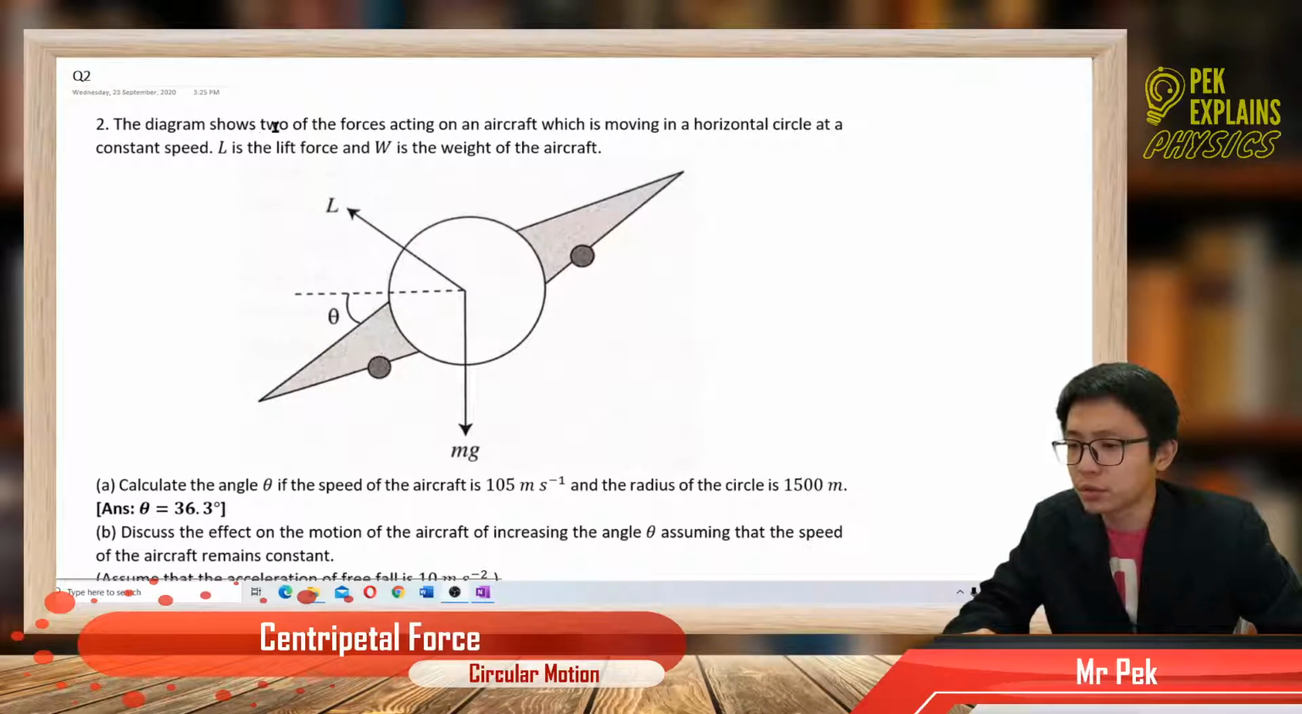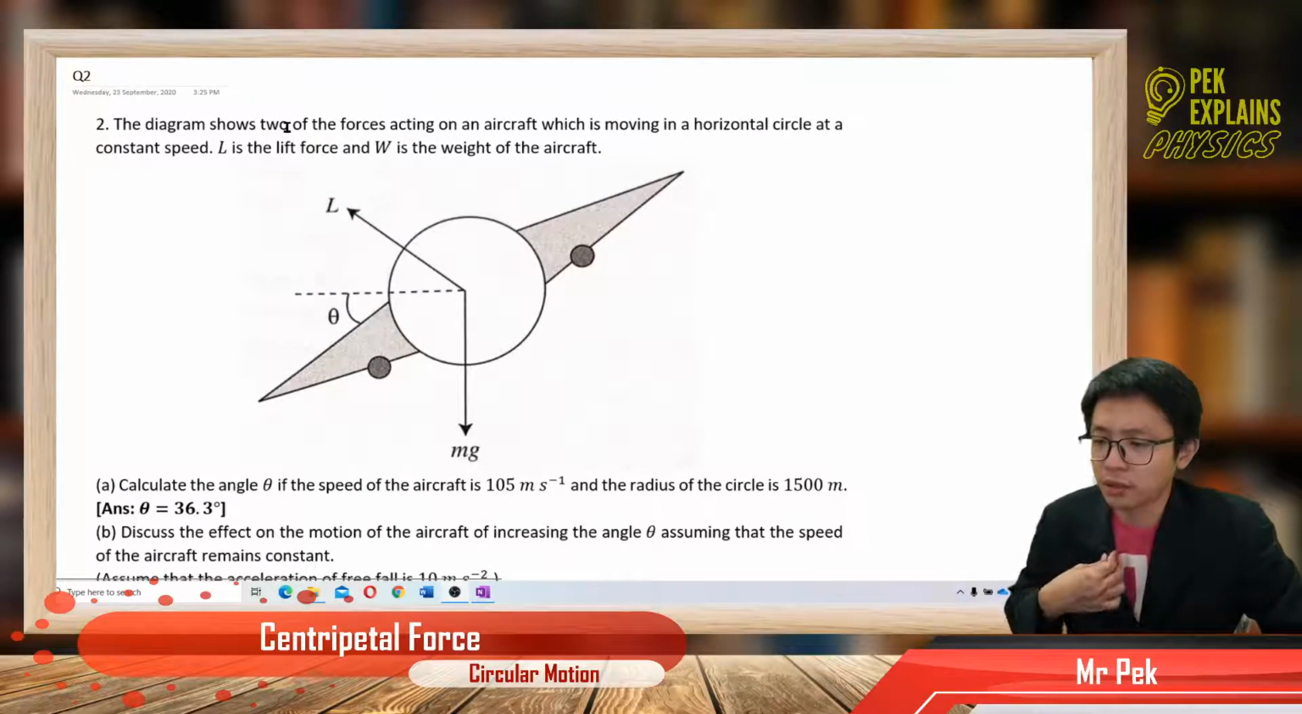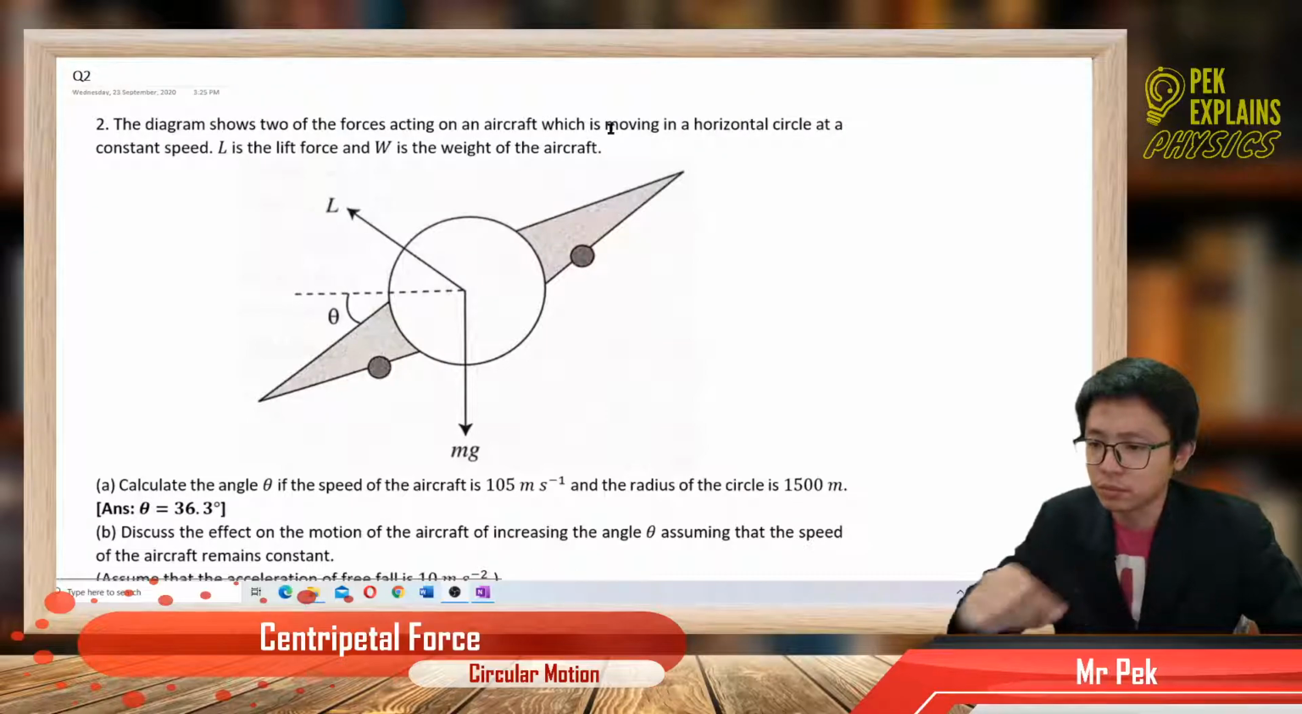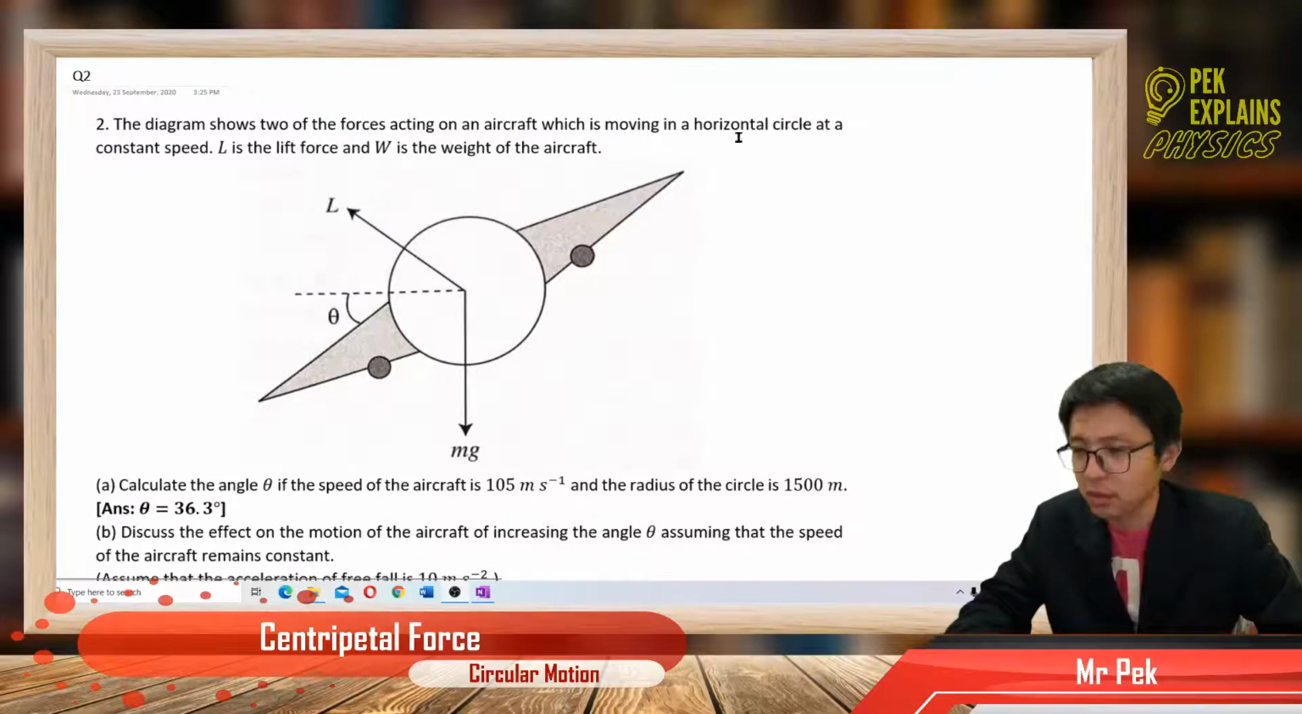The diagram shows two of the forces acting on an aircraft which is moving in a horizontal circle at a constant speed. L is the lift force and W is the weight of the aircraft. Okay, so we have two forces acting on the aircraft, the lift and the weight.